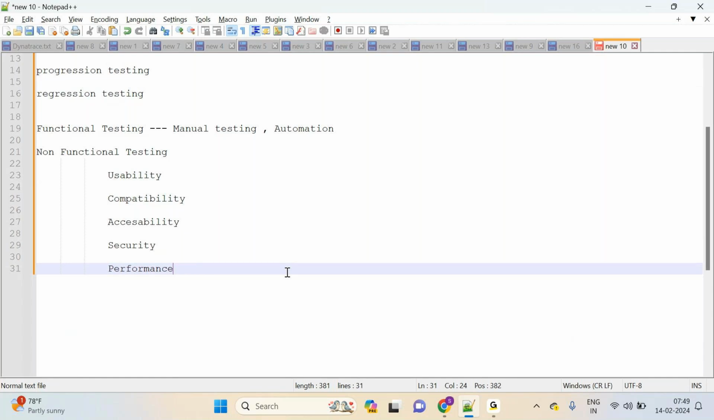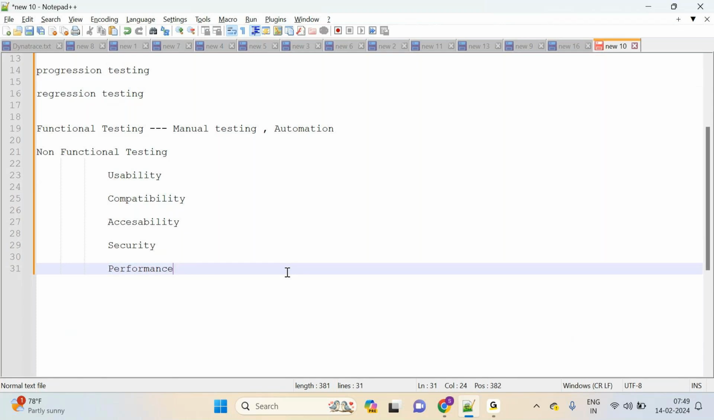Why can this not be achieved manually? Because our objective is what? You need to test the application under various workload conditions, which means what the customer is expecting: 100 user load, 200 user load, 500 user load, 1000 user load. Like that, the customer is giving that target to us.